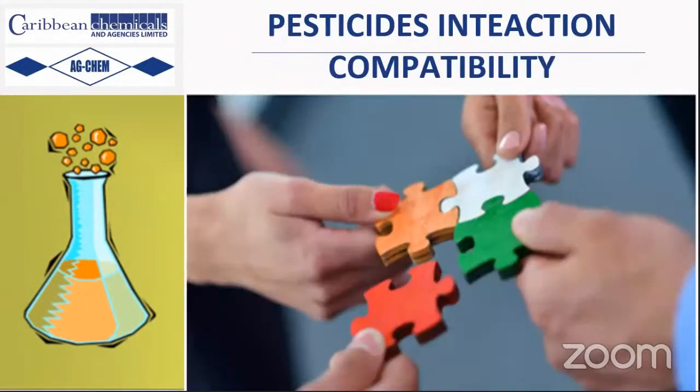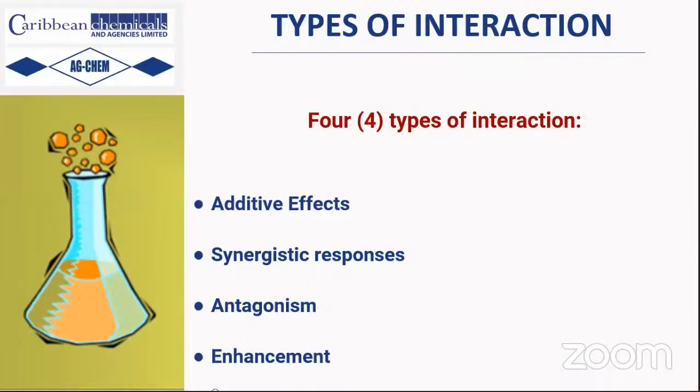All right. Compatibility. How do we know if the pesticides are compatible before we apply them? You have four different effects that you can get from tank mixes or mixtures of different pesticides. You have the additive effects, the synergistic responses, antagonisms, and enhancements.